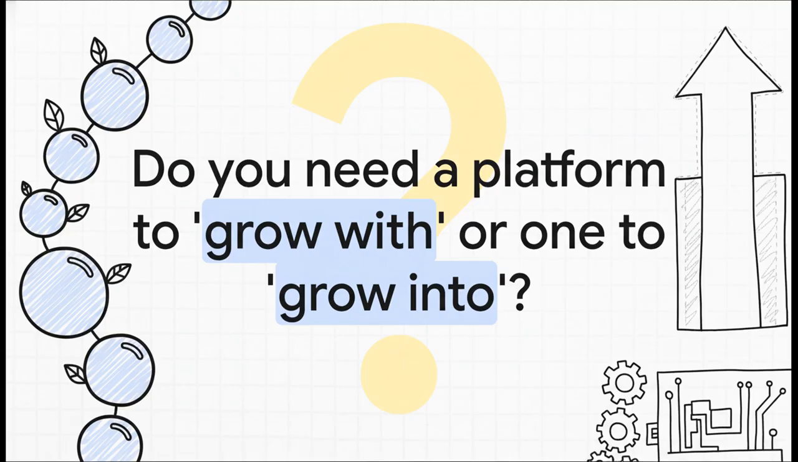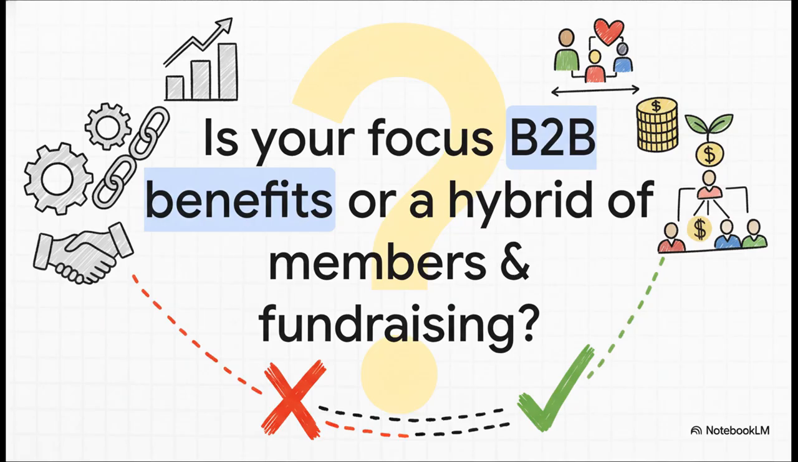Now for a more strategic question about your future. NeonOne is fantastic at growing with you inside its target market. But what does your 5-year plan look like? If it involves massive scaling or really complex new programs, is there a risk you might outgrow it down the line? And finally, what's your core business model, really? NeonOne's absolute sweet spot is that hybrid organization, the one that balances membership and fundraising. If you're a pure B2B trade association focused almost entirely on member benefits, there might be other platforms that are more tailored to your specific world.